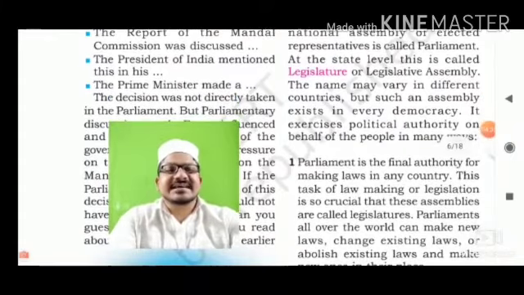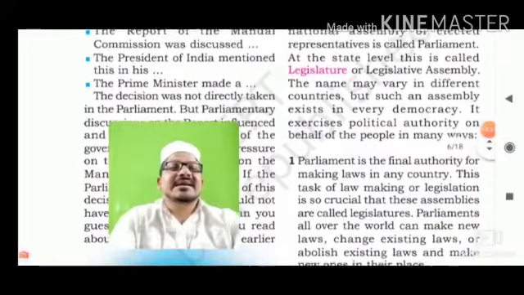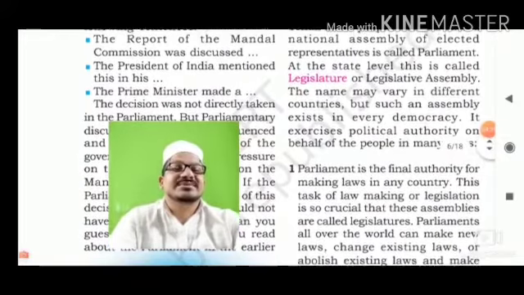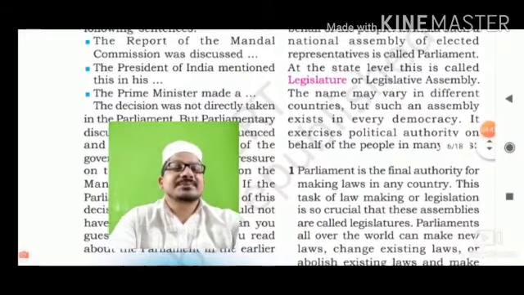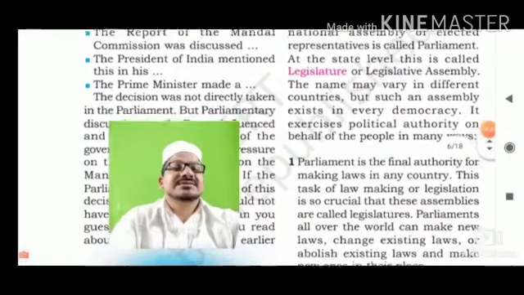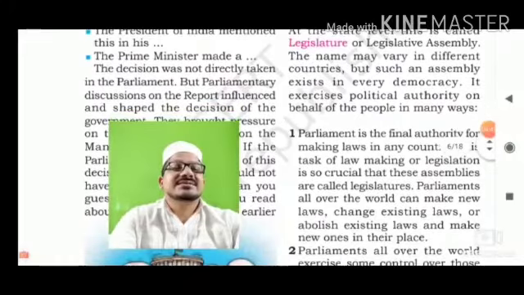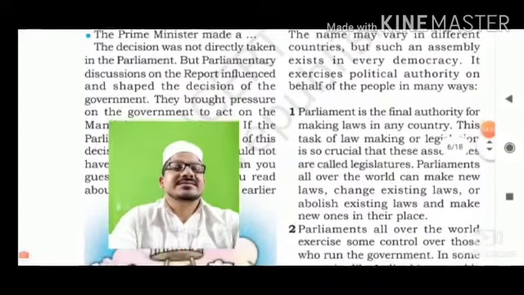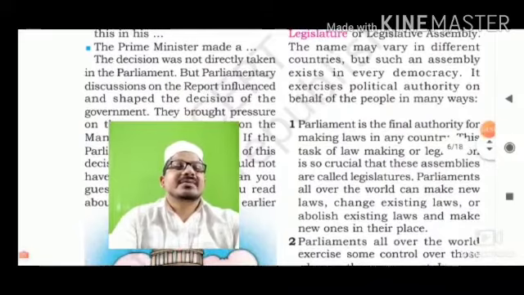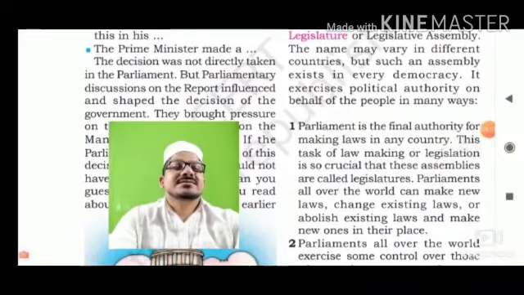The first necessity is that the Parliament is the final authority for making laws in any country. It is the duty of Parliament to make laws or to change the existing laws or abolish the existing laws or make new ones in their place. So, if the Parliament wants to make any kind of changes in the laws, they can do it. It is their duty.